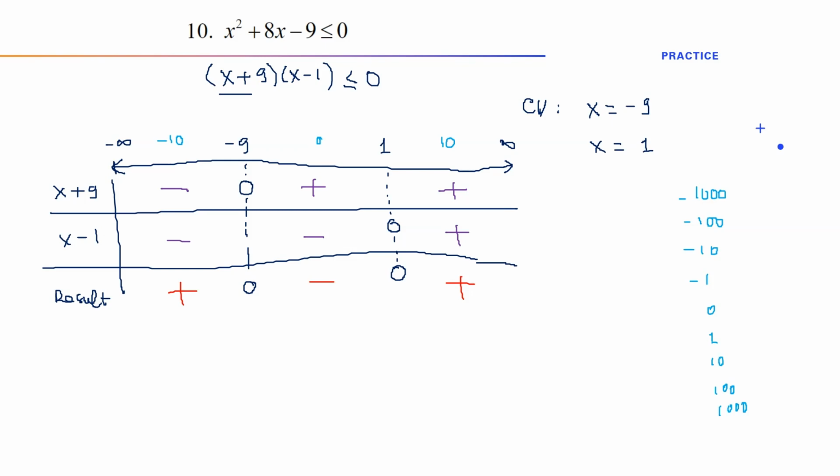A positive number and a negative make it negative. Positive and positive make it positive. So we want less than or equal to 0. It means we include 0 and negative. So we want 0 and negative. Here we go: negative 9, comma 1.